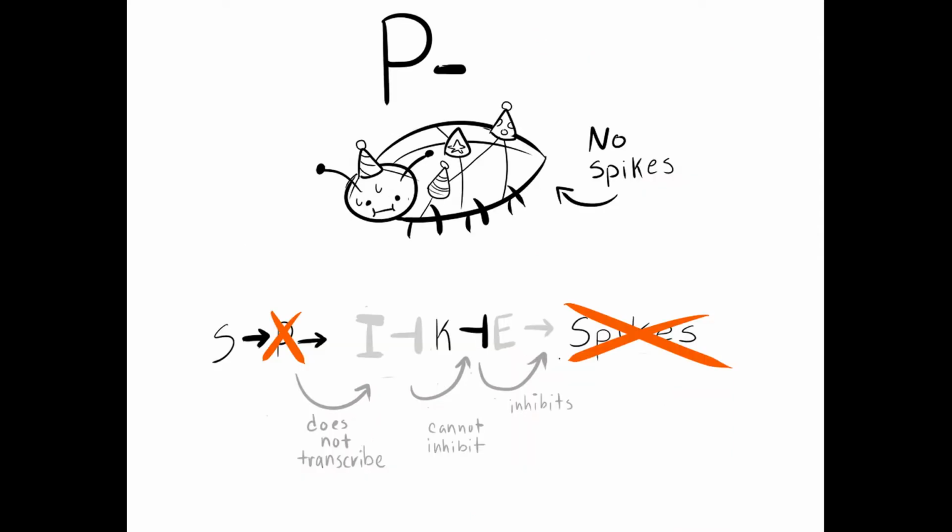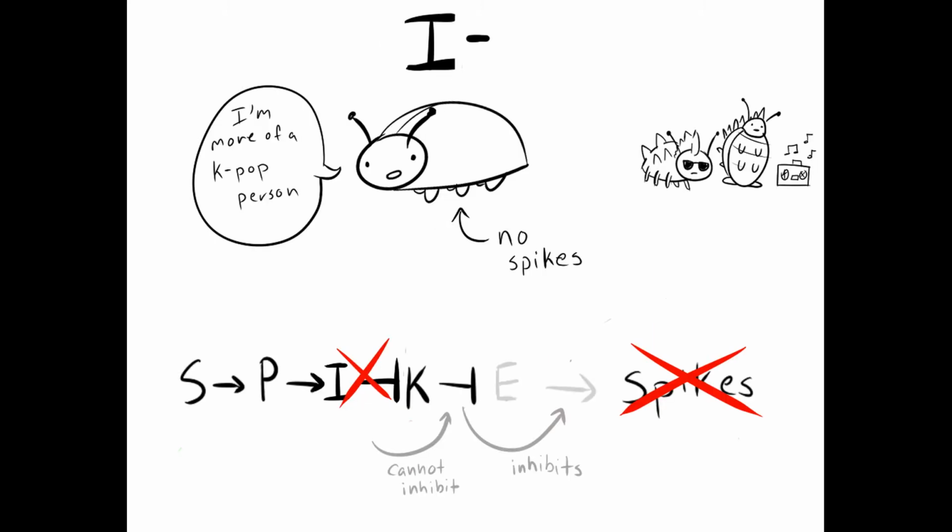If the P gene is mutated, I is not transcribed, thus K is not suppressed, which in turn will be able to inhibit E. This means this particular beetle will not have a spike at the site of the mutation. If the I gene is mutated, there will be nothing to inhibit the formation of product K, which will then be able to inhibit product E, meaning no spike will form at the affected cell or cells.